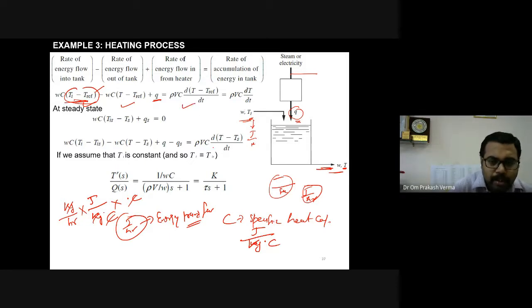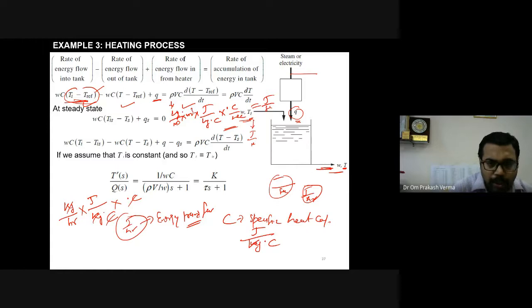And this is nothing but rho V C, d T by dt. Rho is mass upon volume, so kg per meter cube. Volume is meter cube. C is joule per kg into degree Celsius, and this is degree Celsius per second. When you solve all this, you again get joule per second or joule per hour. So based on that, you can write this equation.